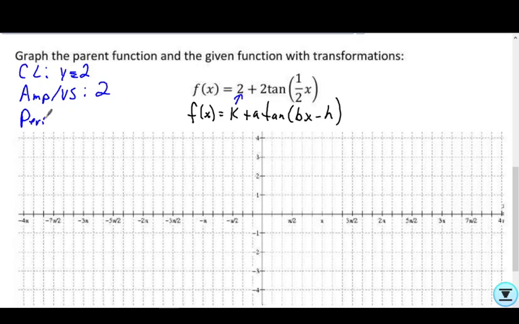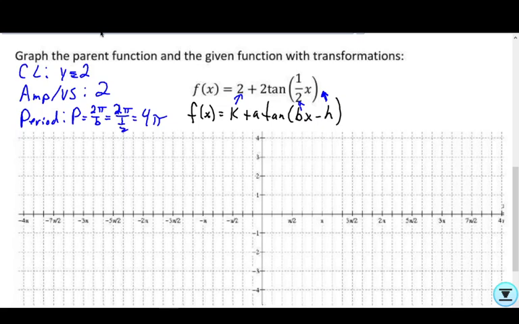My period, that comes from b, using the equation p equals 2 pi over b, so it's 2 pi over 1/2, so 4 pi, which means it's been horizontally stretched, because normally it's 2 pi. And there is no horizontal shift.